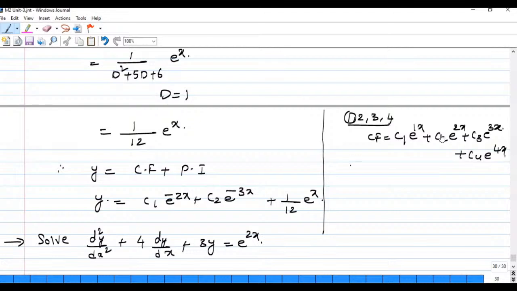Suppose a root is repeated 4 times, then what is the complementary function? C1 plus C2x plus C3x square plus C4x cube. It is repeated 4 times, right? Write up to x cube, or write 4 constants, okay? Into e power, what is that root repeating? 2, so e power 2x.